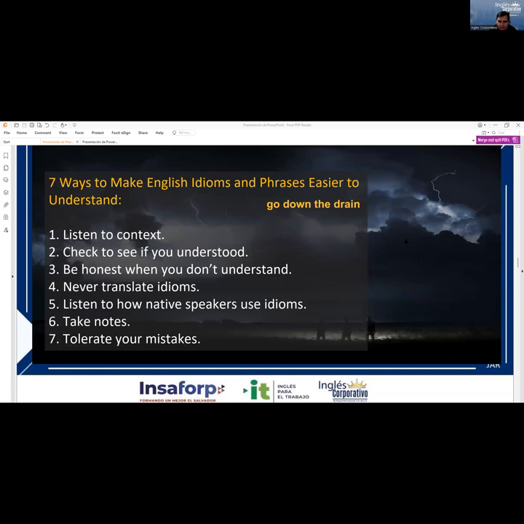Seven ways for improving the understanding and the use of idiomatic expressions are: number one, listen to the context. Number two, check to see if you understood. Number three, be honest when you don't understand. Number four, never translate idioms literally because they have a specific meaning, different from the separate word formations. Five, listen to how native speakers use idioms. Six, take notes. Seven, tolerate your mistakes.